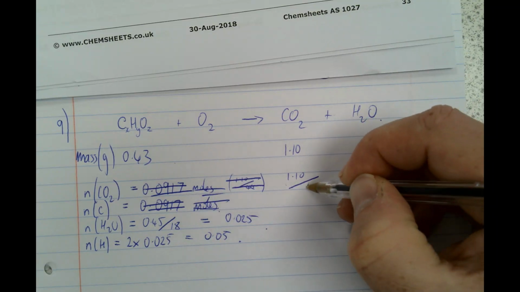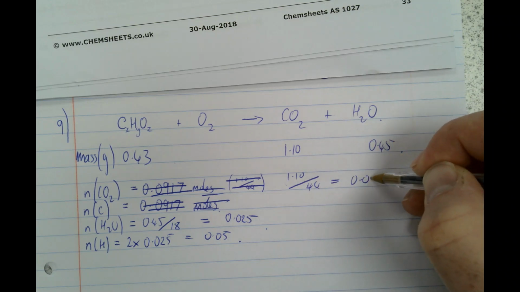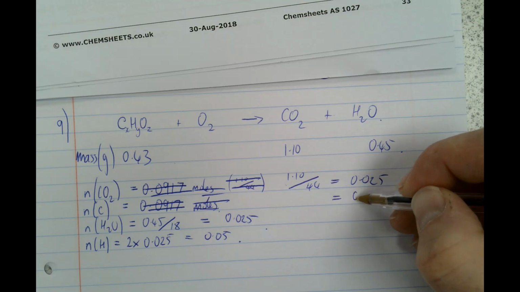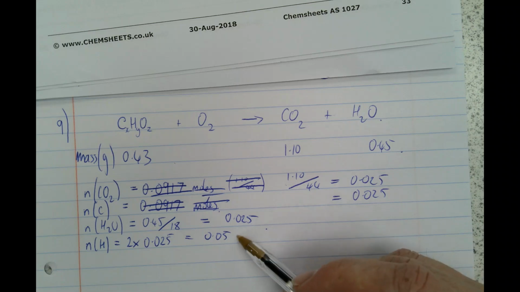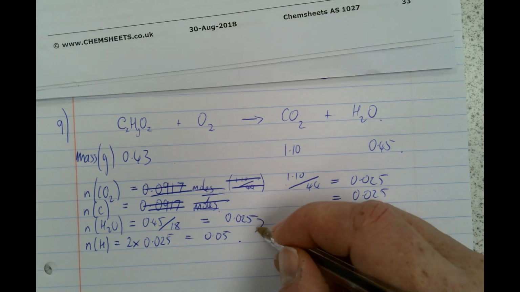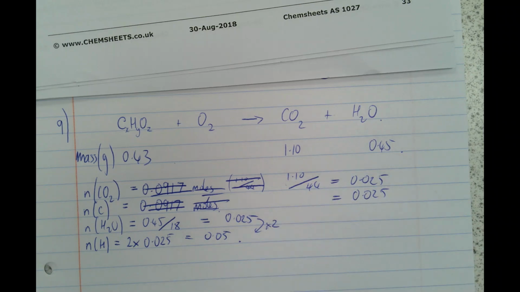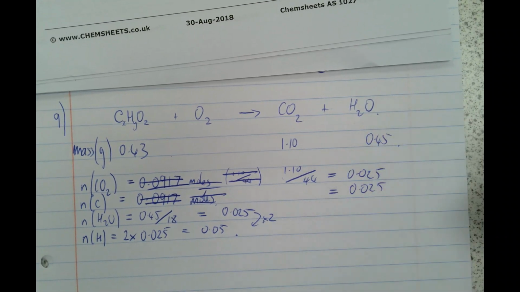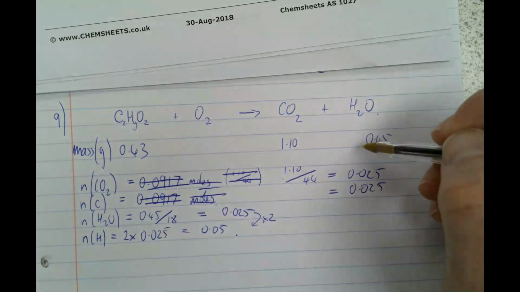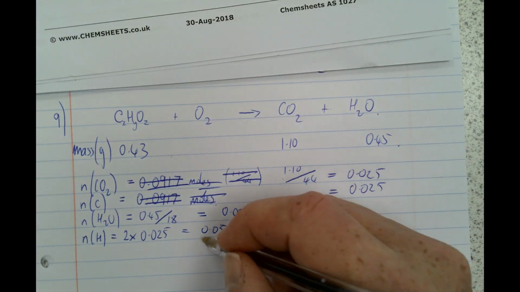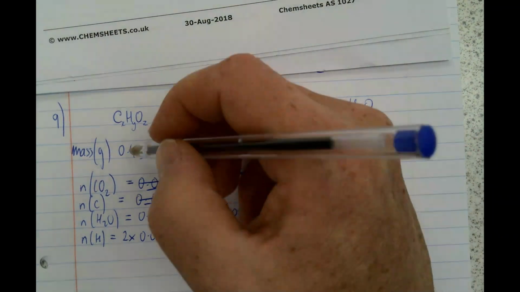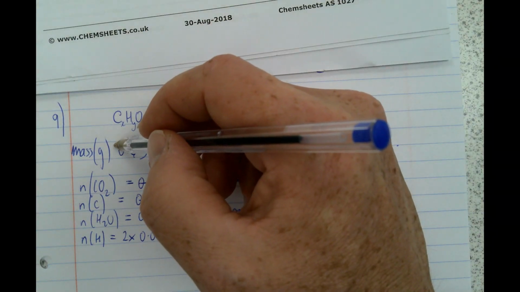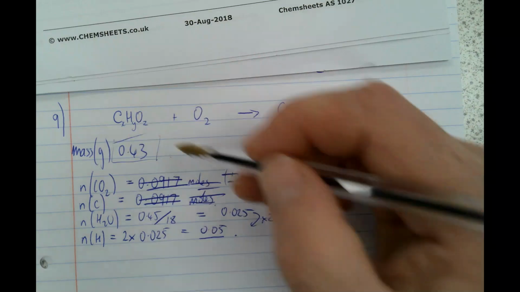1.10 divided by 44, of course, comes to 0.025, which means the number of moles of carbon is also 0.025. Number of moles of water was also 0.025, so the number of moles of hydrogen, as we said, times by 2 is 0.05. Okay? We need to know the mass of carbon and the mass of hydrogen, and you're going to get that from multiplying the moles of hydrogen and the moles of carbon by their formula masses, in order that we can work out the mass of carbon and hydrogen in our compound.